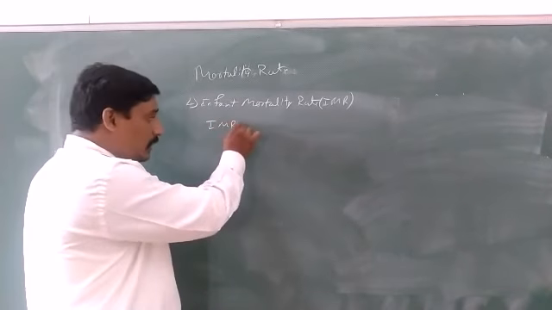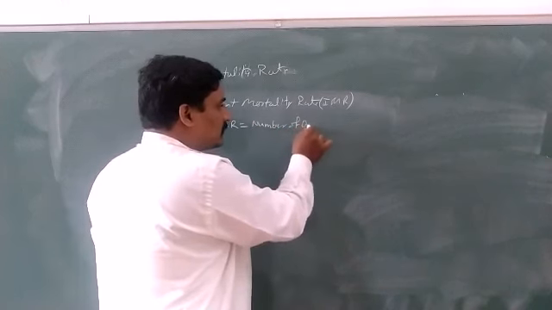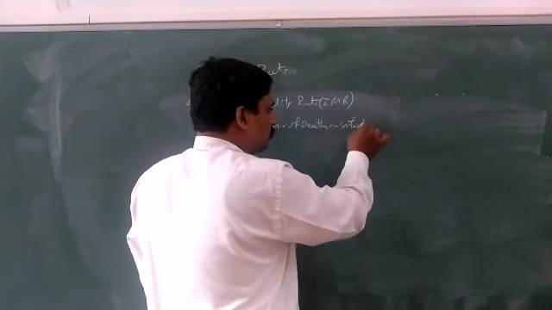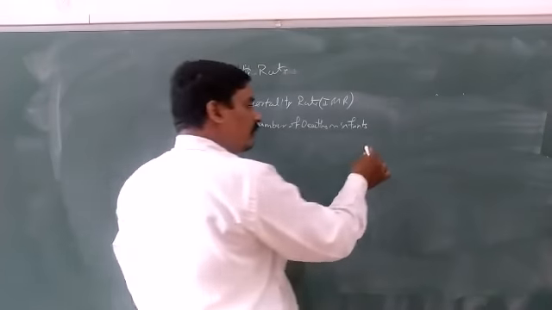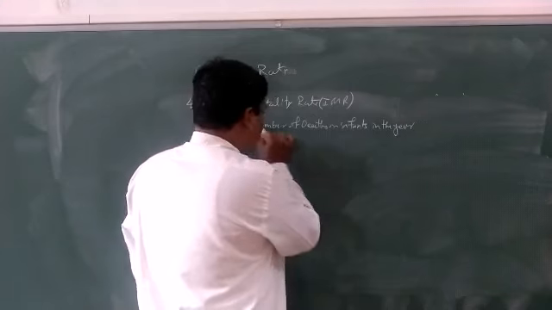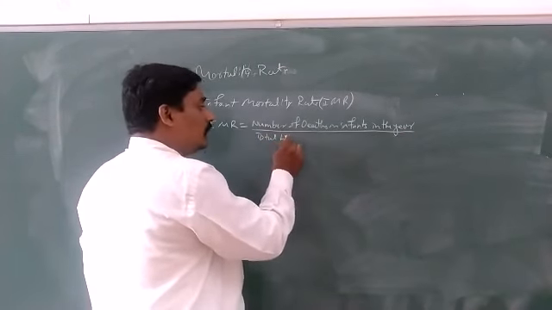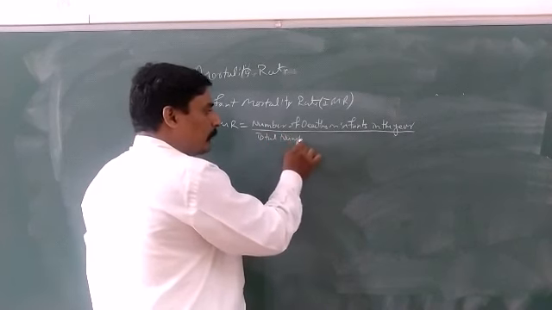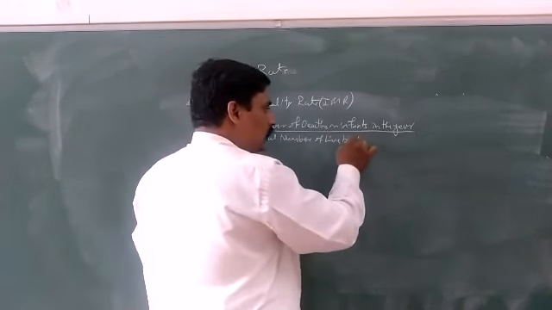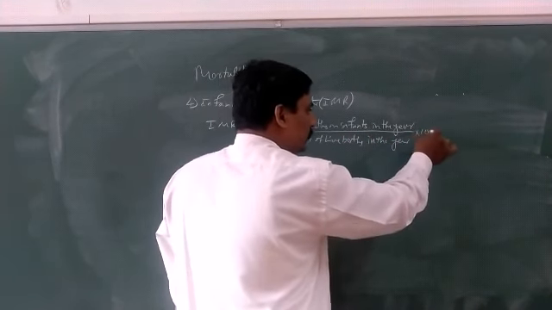So IMR is equal to the number of deaths among infants in the year, divided by the total number of live births in the year, into 1000.